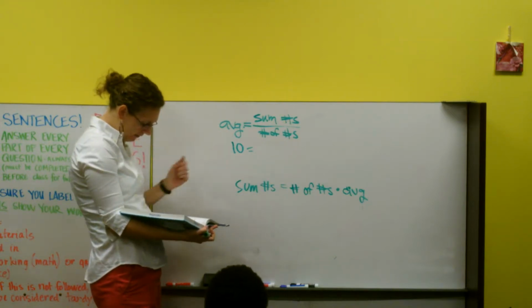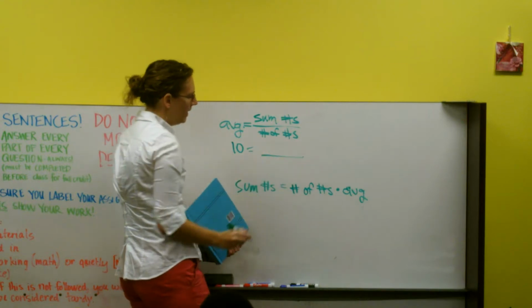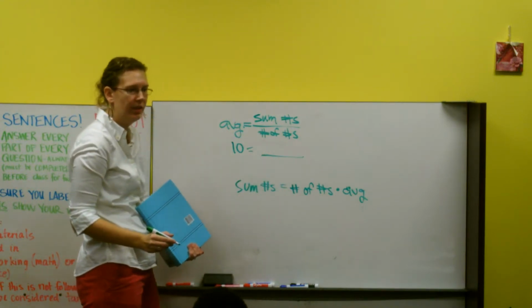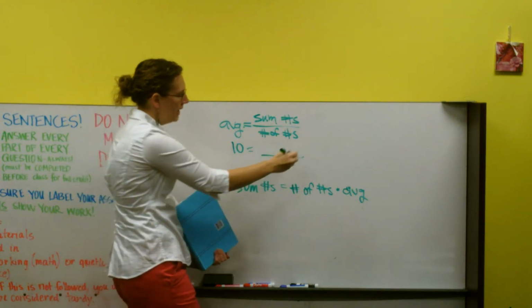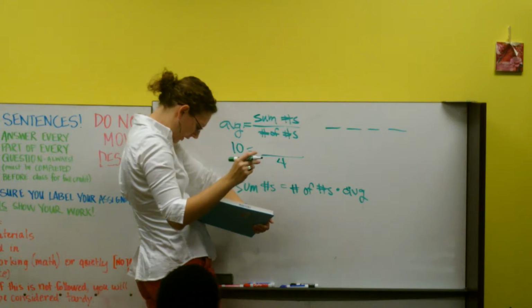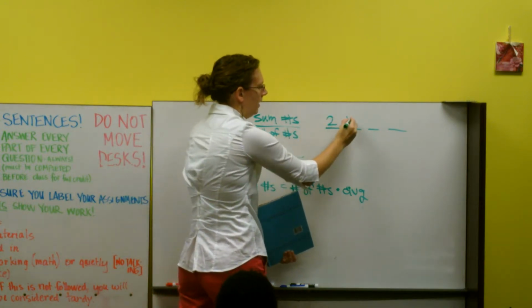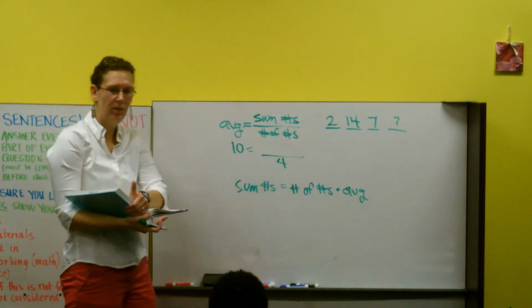It tells us 3 of the 4 numbers are 2, 14, and 7. So how many numbers do we have? 4 numbers, right? It says that there are 4 numbers. 3 of them are 2, 14, and 7. But we don't know that last blank, okay?